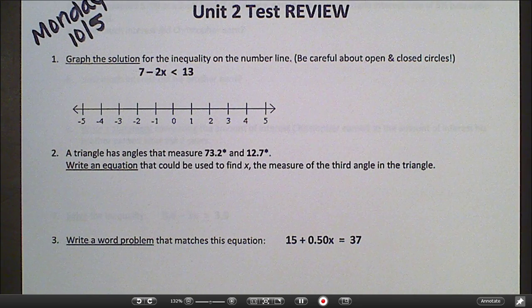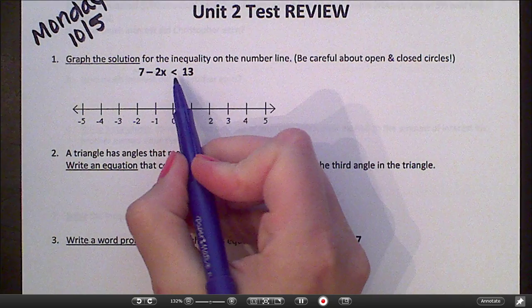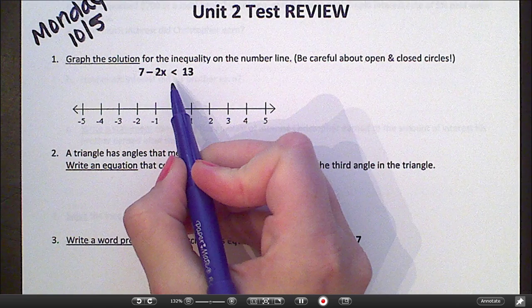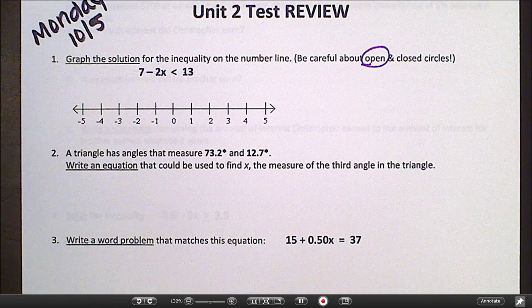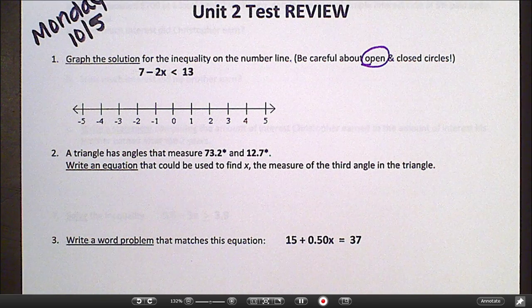So we already know, just by looking at this problem, this is less than, so we're going to have an open circle on our number line. So I'm going to go ahead and circle open so that I remind myself when it gets time to graph my answer.